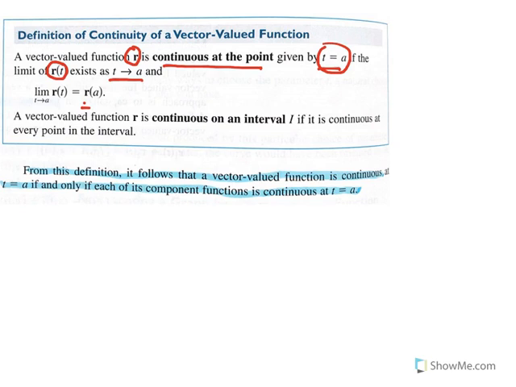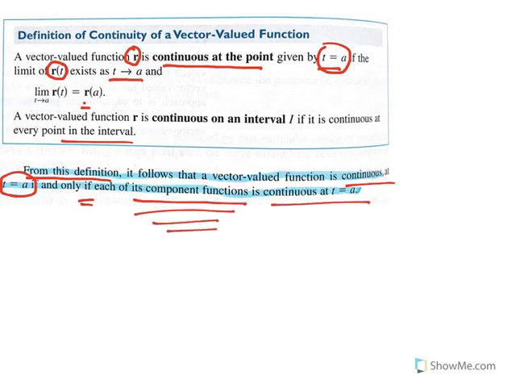A vector valued function r is continuous on an interval I if it is continuous at every point in the interval. And it says here from this definition, it follows that a vector valued function is continuous at a particular value of t if and only if each of its component functions is continuous at t is equal to a. So what we learned from this particular sentence here is that we analyze continuity of a vector valued function also on a component by component basis.